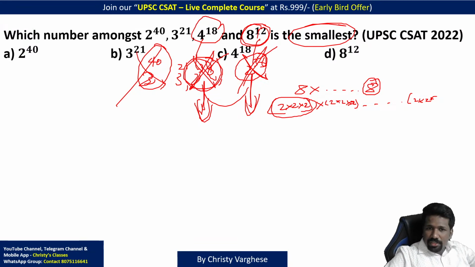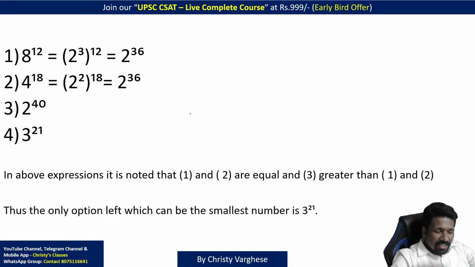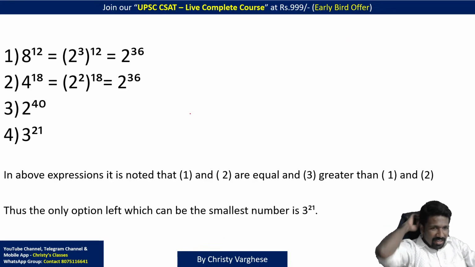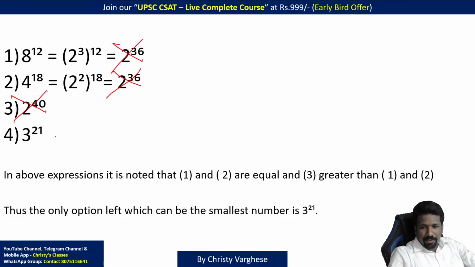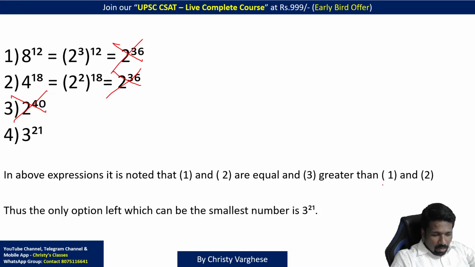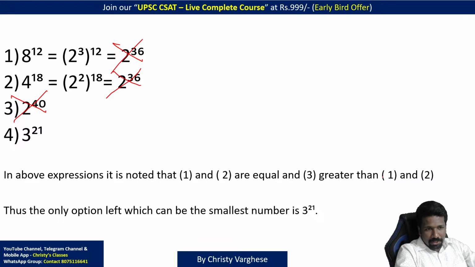These 2 raised to 36, both options are eliminated. 2 raised to 40 is already eliminated. What is remaining should be the answer. Another rejection idea: instead of selecting the correct answer, you could eliminate these 3 options comfortably. All of you understood this? So this is actually elimination by related option.